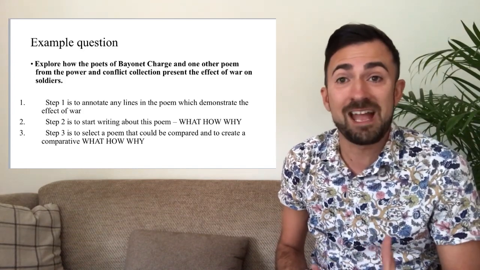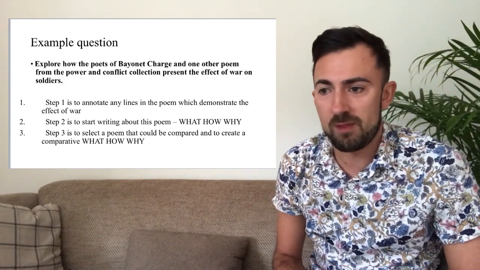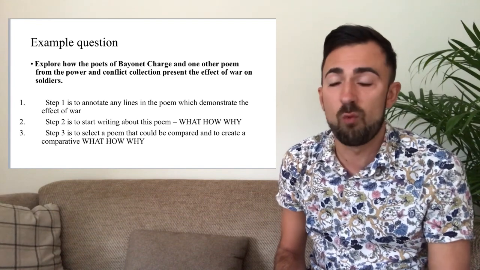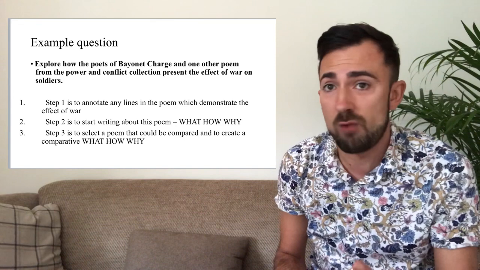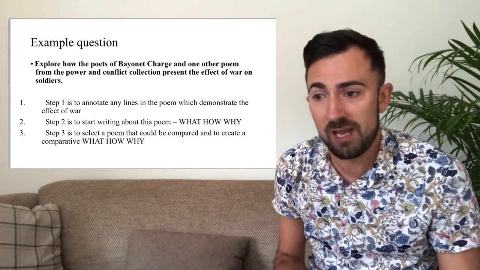An example question then is this: explore how the poets of Bayonet Charge and one other poem from the Power and Conflict collection present the effect of war on soldiers. So, with that question in mind, there are 3 steps. These steps don't change, they're the same for whatever poem we're given.